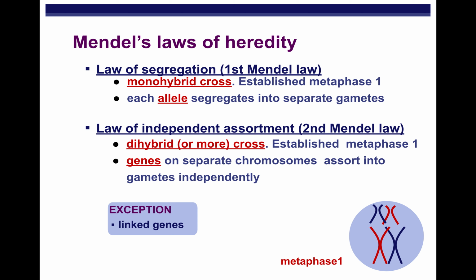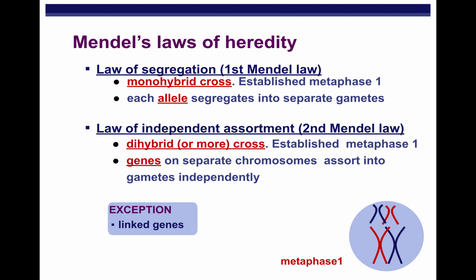Then we also have a second new law based on what he saw in the dihybrid cross, which is the law of independent assortment. In this case, that means that when you're tracking more than one gene, so that's a dihybrid cross, or it could be a cross that involves more than one gene. If you're tracking 3 genes, that would be a trihybrid cross. Or if you're tracking 4 or 5 genes, you can come up with a word like pentahybrid cross, but usually we just call that multigenic crosses. In any case, when you're tracking more than one gene, they're going to sort into gametes independently. There is an exception called linked genes, and we'll get into that.